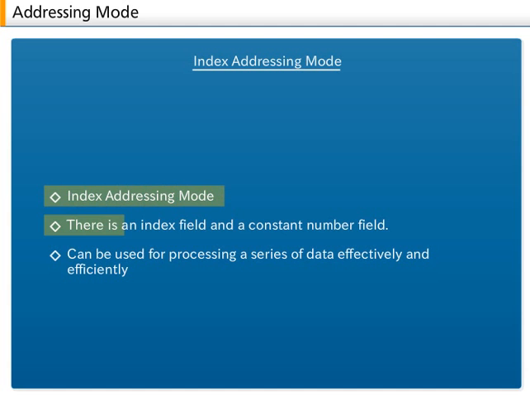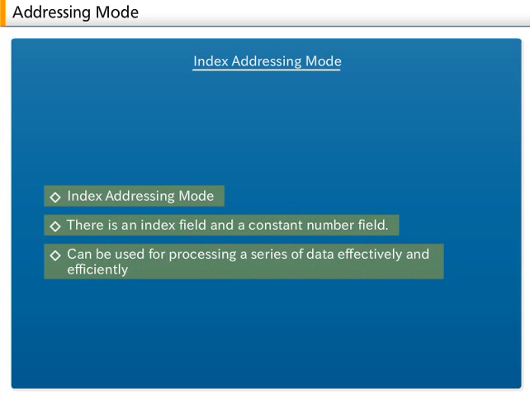This mode is convenient and useful for processing a series of data sequentially in the same manner. This is because the same instruction can be executed repeatedly by increasing the index register value.